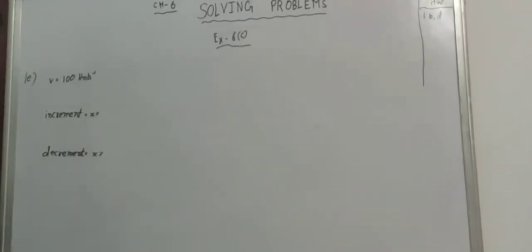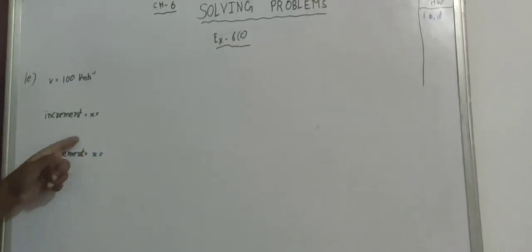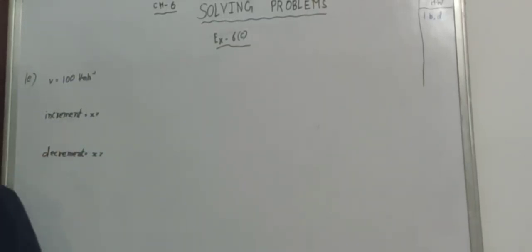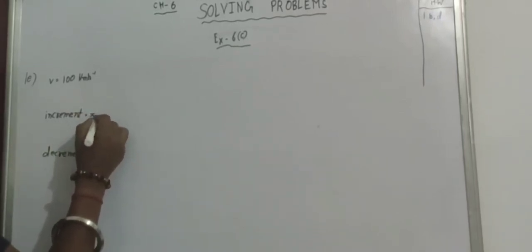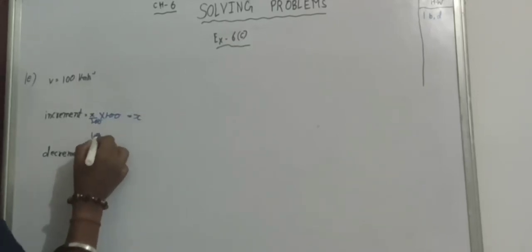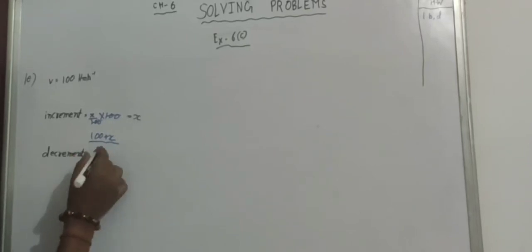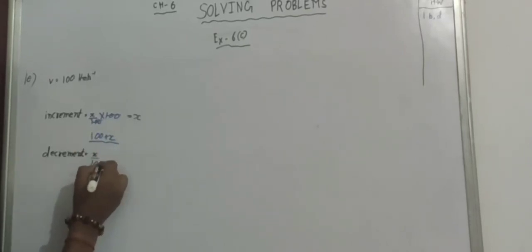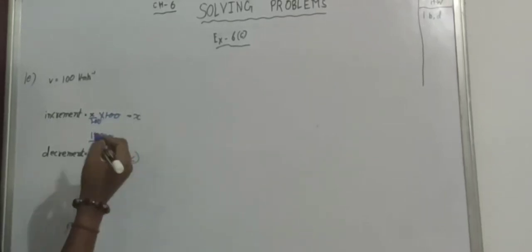Part E. The initial speed is given as 100 km per hour, incremented by x% and then decremented also by x%, and the final speed is 96 km per hour. So you have to find the value of x. Increment by x% means x by 100 into 100, that is x. So the initial value is 100 plus x, that is incremented.